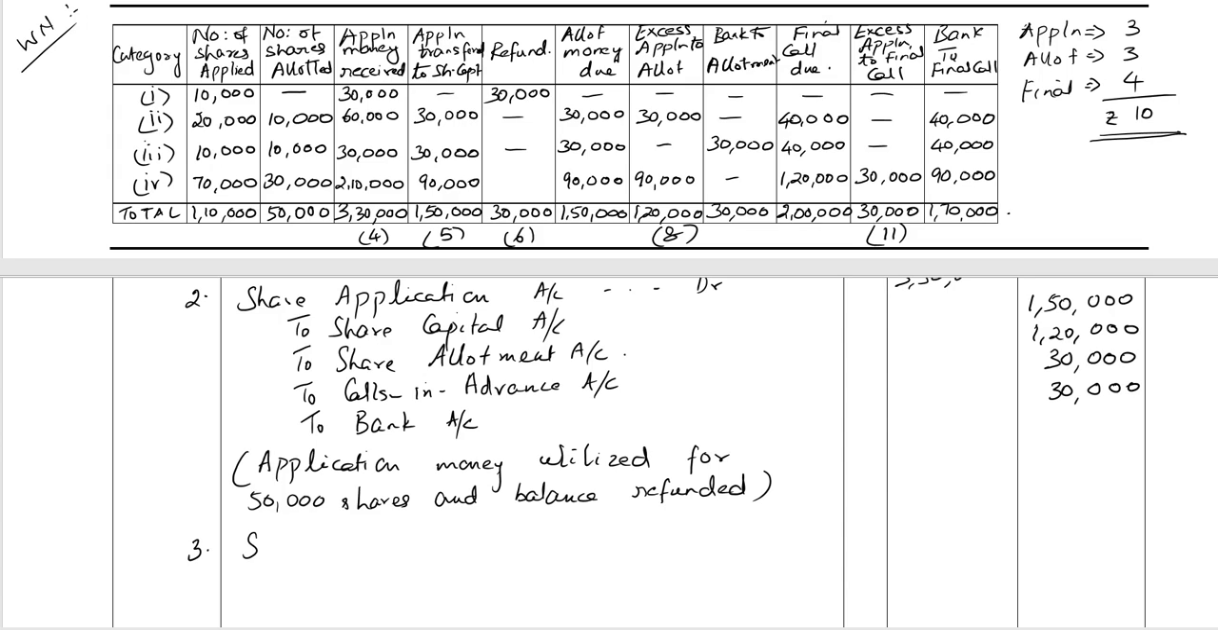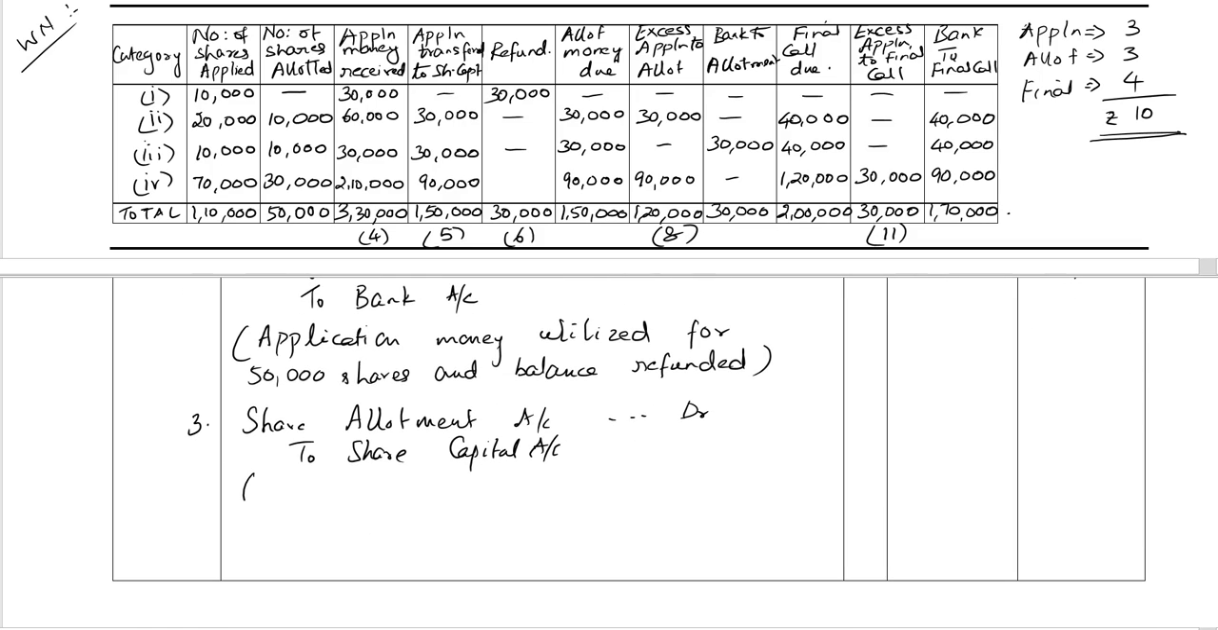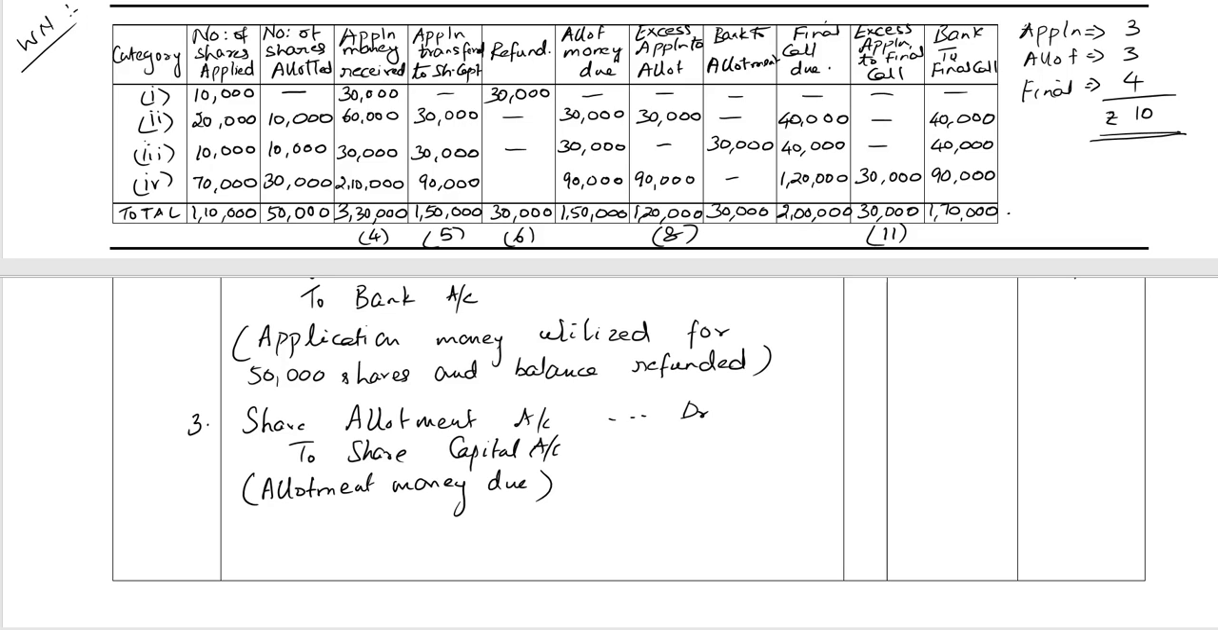The third entry is for the allotment money due, share allotment account debit to share capital account for allotment money due. The amount is the total of the allotment money due column, the total of the 7th column, 1,50,000 rupees.